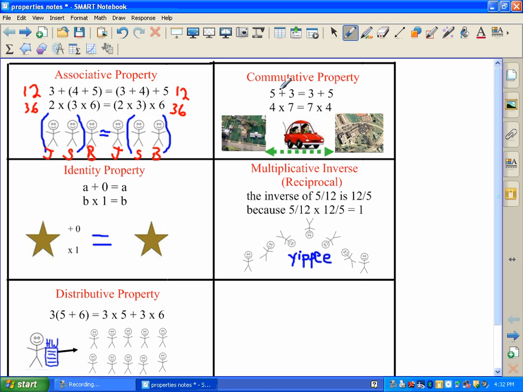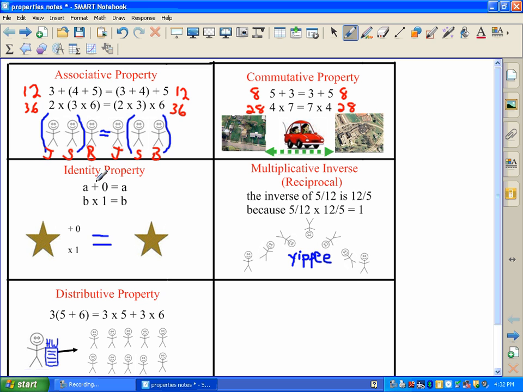So 5 plus 3 is 8, and so is 3 plus 5. Or 4 times 7 is 28, and so is 7 times 4. So the commutative property says the order doesn't matter. I can go back and forth. I'll get the same thing. And the picture we use to remember that is a picture of me carpooling to and from school and home.